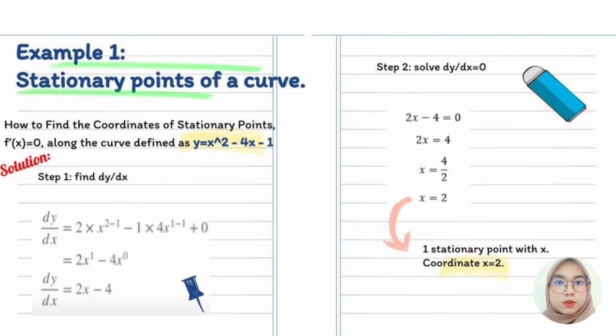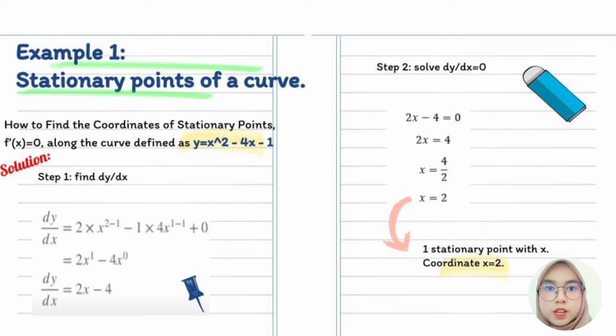Example 1: we are asked how to find the coordinate of the stationary point, f'(x) equal to 0, along the curve defined as y equal to x squared minus 4x plus 1. Now we can get started. We are going to follow a 3-step method. Step 1, we need to find the derivative function, so I will just write: find dy/dx.